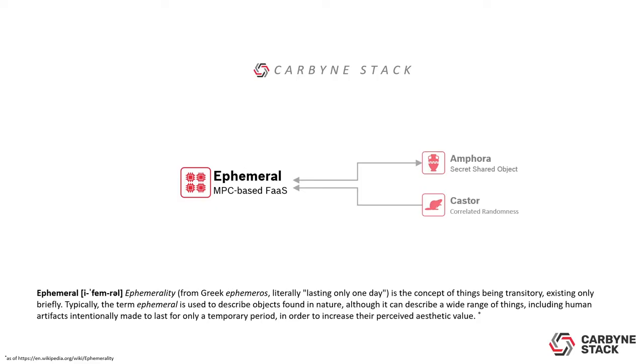Ephemeral. Ephemeral is used to execute MPC programs using MP-SPDZ. Any number of secrets can be fetched from Amphora at the beginning of an MPC program execution, and any number of secrets can be written to Amphora at the end. Ephemeral will fetch tuples from Castor, consumed throughout the execution of the MPC program.